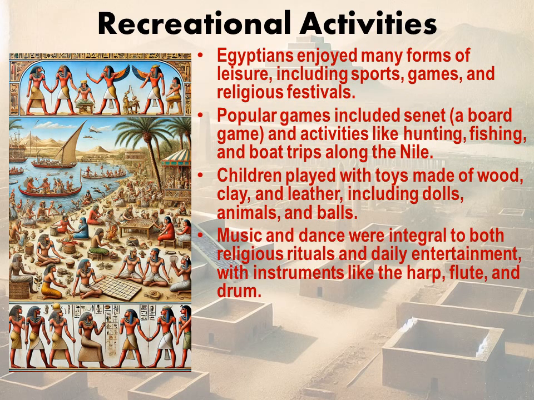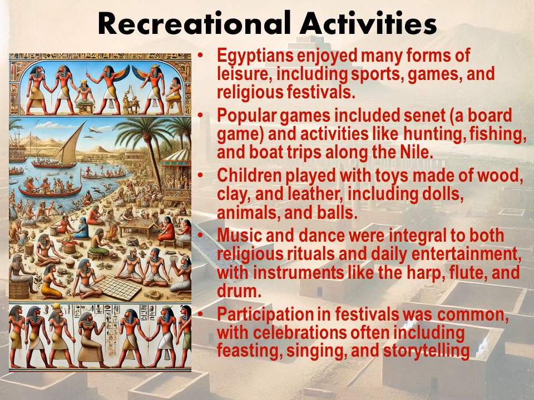Music and dance were integral to both religious rituals and daily entertainment. So, music and dance were there for religious purposes and also for entertainment. And what were the instruments through which music used to be played? We had harp, we had flute, and drum. All these things were used for playing music, and music was there for entertainment and for religious purposes also.